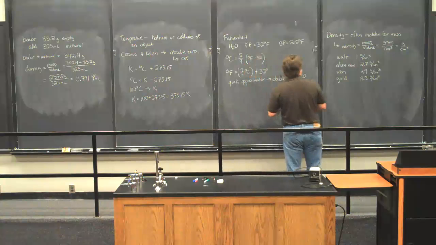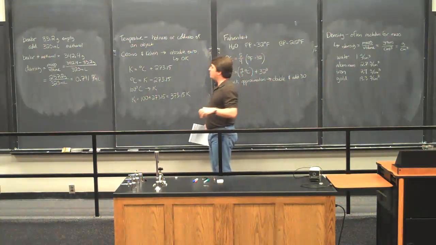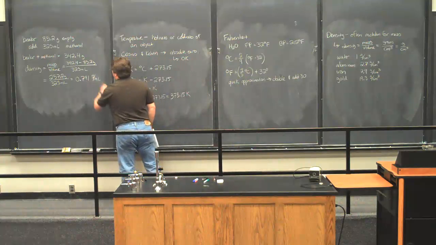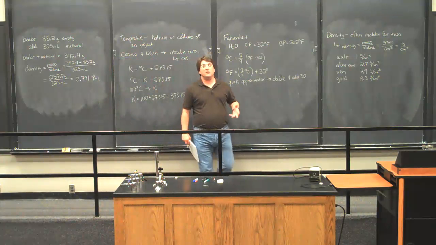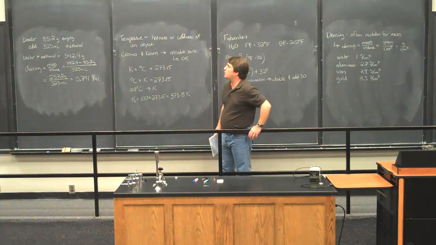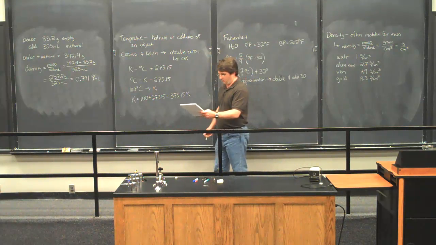So how does the density of methanol compare to the density of water? Is methanol less dense or more dense than water? With a density of 0.791, it's less dense. And so if methanol didn't mix with water so well, you would expect it to float on top of the water. The methanol has a lower density than the water.